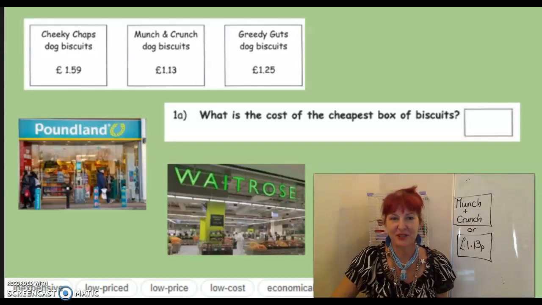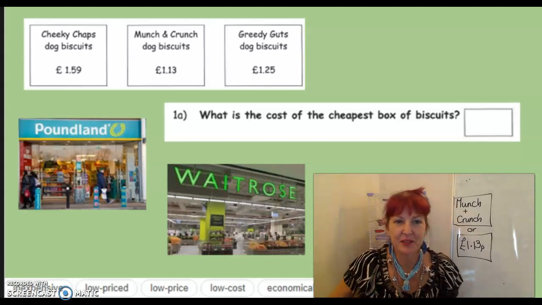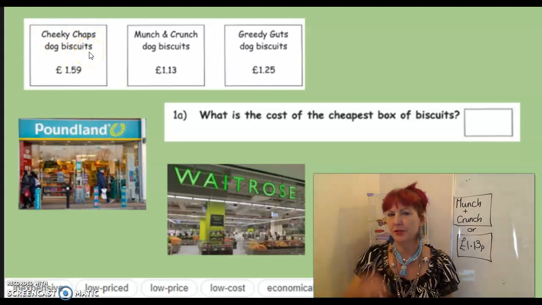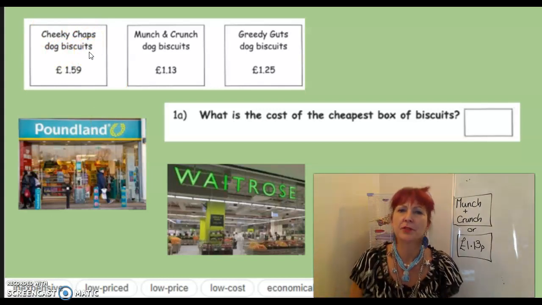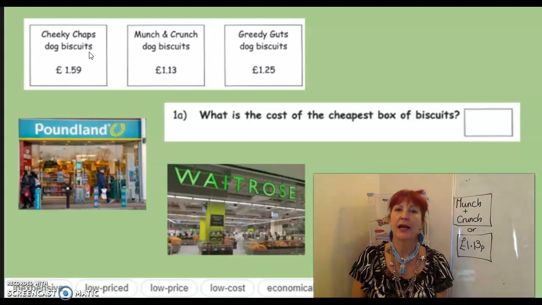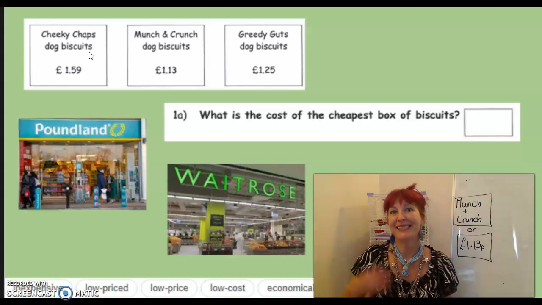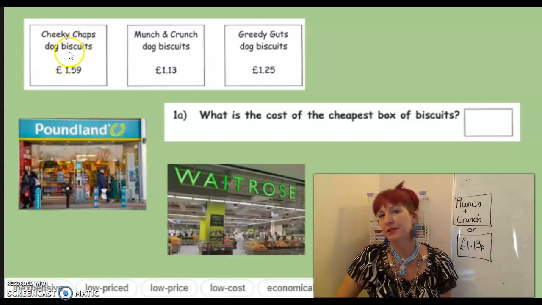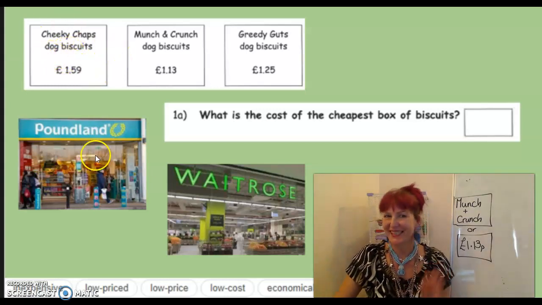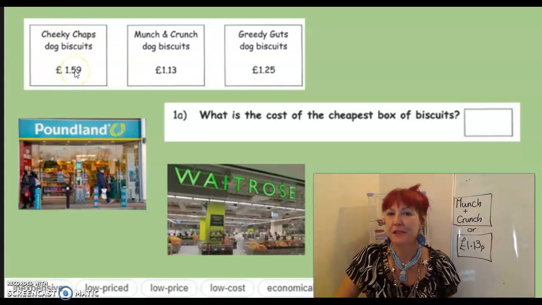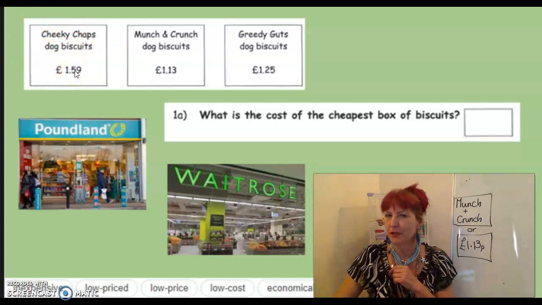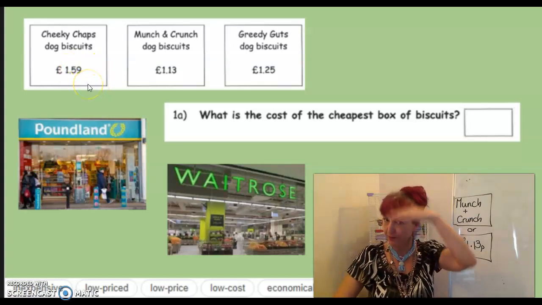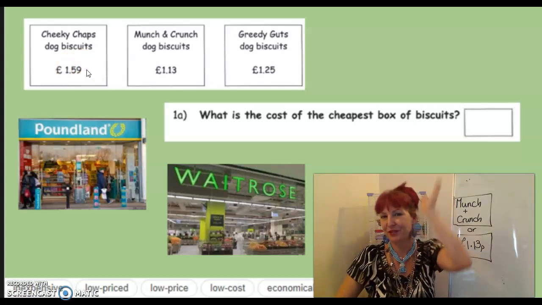How did you get on? Right, so I'm going to read the question. Cheeky Chaps dog biscuits. Can you notice they put the top line in capital letters? Why is that? It's a proper noun. It's the name of a brand. And then dog biscuits, general, little letters. £1.59, what could you round that to? If you're rounding it to the nearest 10p, £1.60. The 9 is above 5, so you would go up.